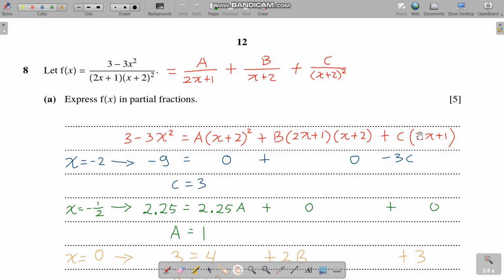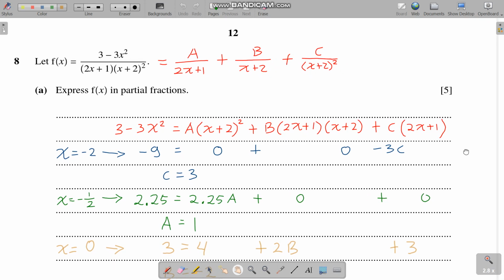Hello everyone, this question is about partial fractions. Let f of x equal (3 minus 3x squared) all over (2x plus 1) times (x plus 2) all squared. A. Express f of x in partial fractions, 5 marks.